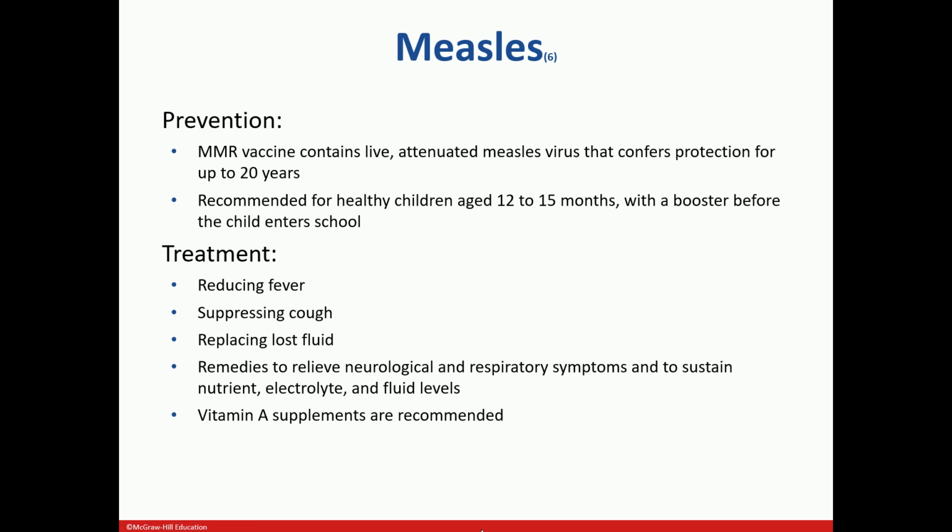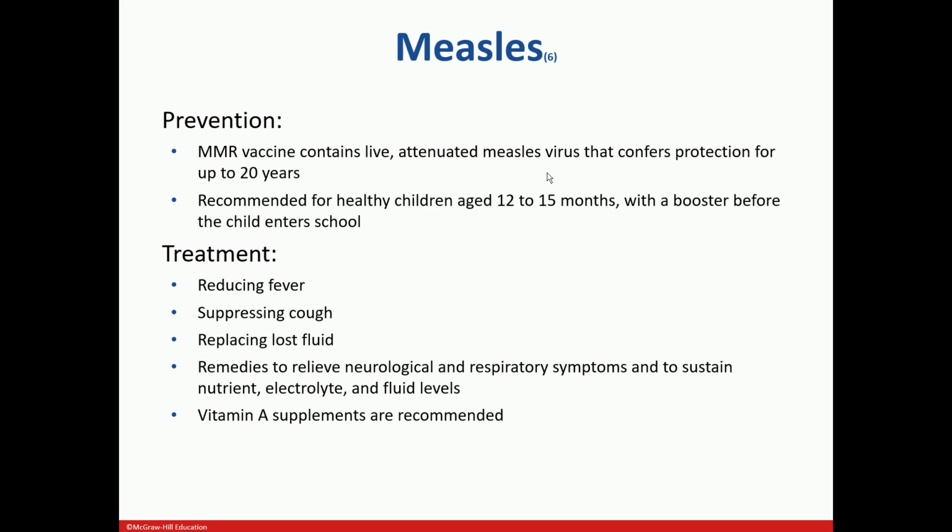Yes. So for the prevention of measles, there is a very well-known vaccine called the MMR vaccine. So M is measles, mumps, and rubella vaccine. So how does this vaccine work? Measles is caused by a virus, so this vaccine contains live attenuated measles virus. The virus is not dead, it's live, but it is attenuated, which means it is a weakened virus that confers protection up to 20 years.